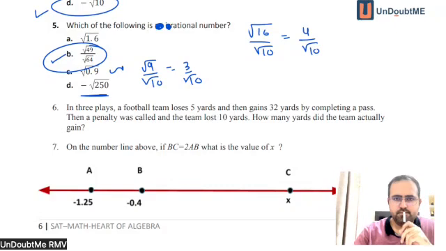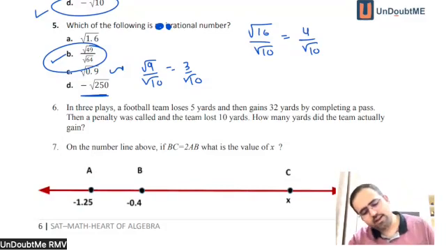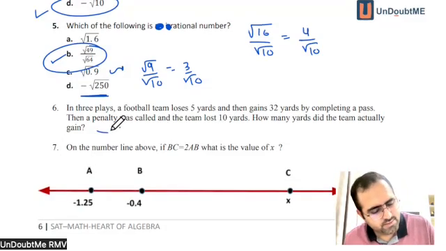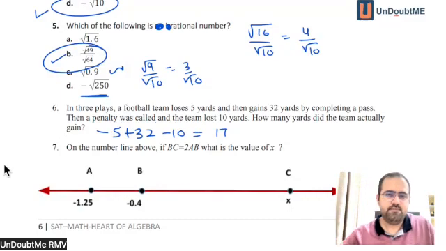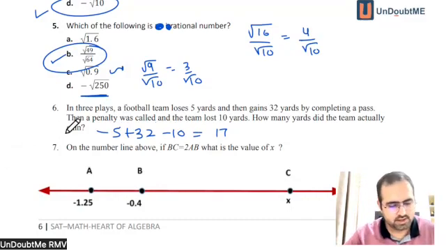Isn't it just 17? Okay, how did you get 17? First, they lost 5 yards, but they gained 32. So 32 minus 5, that's 27. And then they lost another 10, so just minus 10. So basically it will be minus 5 plus 32 minus 10 and that will be 17. That's the answer. Okay, next.